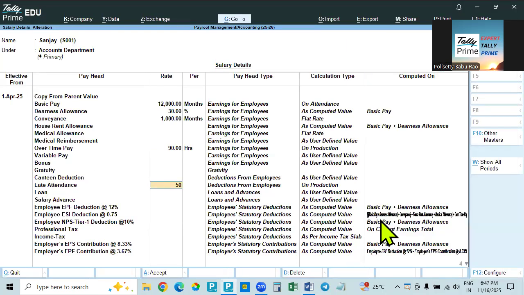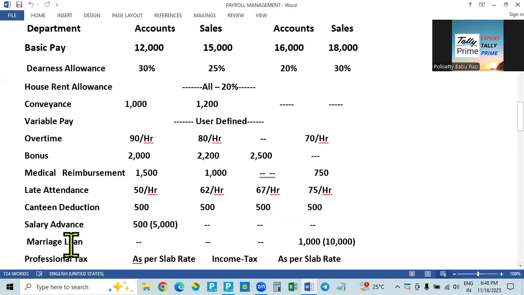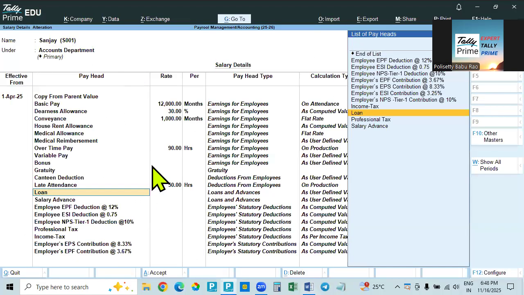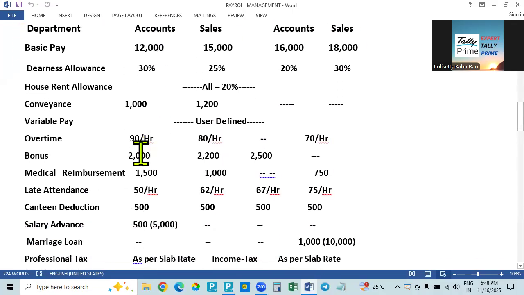50 rupees per hour. This is on production, just like overtime. That will be paid more amount. This will be paid normal amount. Okay, that's all. Then loan. If there is loan, the marriage loan is only for Anjana. So for Ajay and Sanjay, loan is not there.